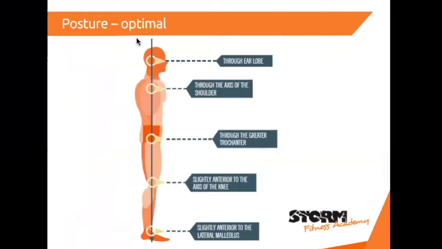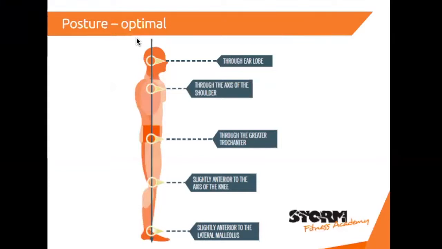Okay, moving on to posture. Now, as you look at this diagram, you can see there's a line that runs between the middle of the ear, the middle of the shoulder, the middle of the hip, the middle of the knee, and then just ahead of the ankle. And that is what we refer to as optimal posture. So if you want all 4 curves present in the spine so that the impact stress is reduced as best as possible, that's the posture that you're looking for.